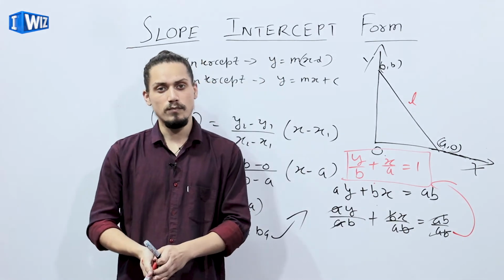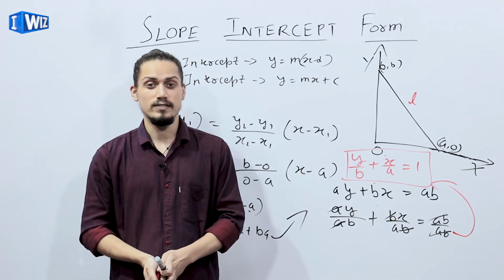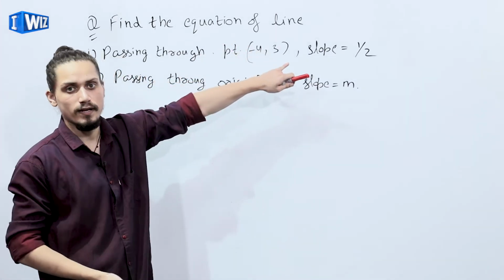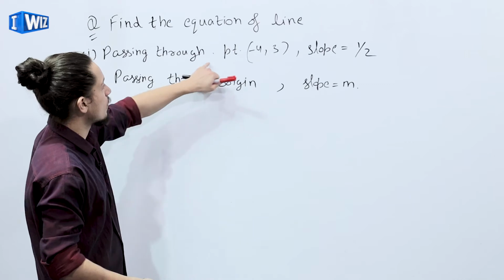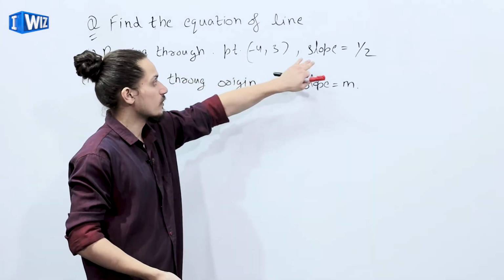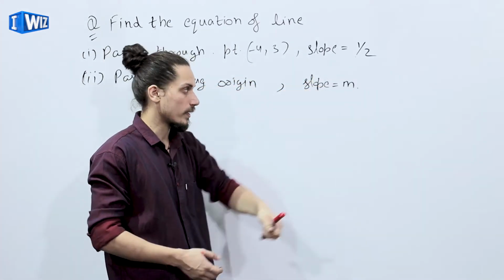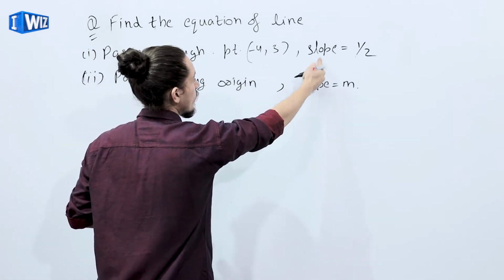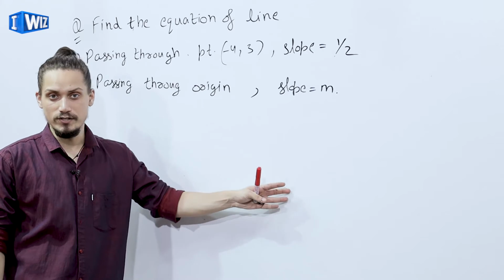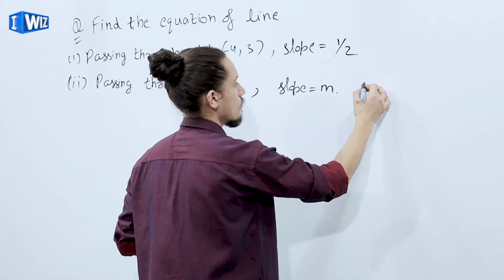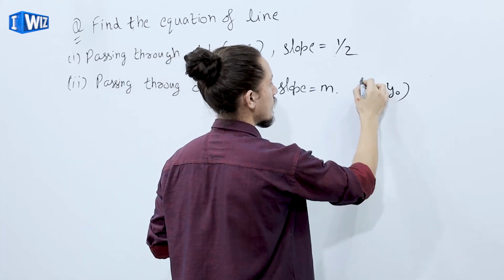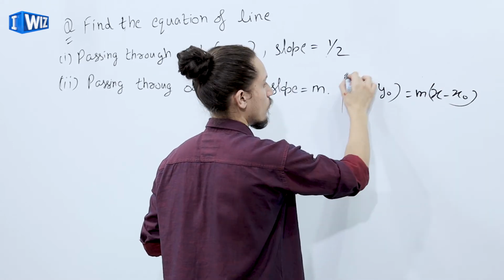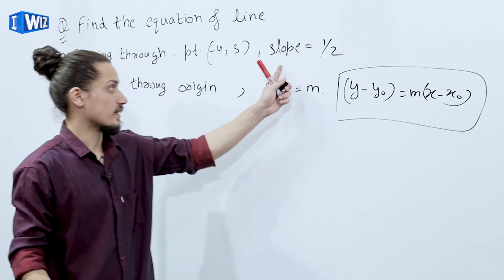Now we know different forms of equation of line. Now let's look at some examples. Now the first example is we have to find the equation of line when a line is passing through the point (minus 4, 3) with slope is equal to 1 upon 2. Okay, तो फर्स्ट पार्ट में हमारे पास एक पॉइंट दिया हुआ है और एक स्लोप दी हुई है. So we'll use point slope form. Point slope form is y minus y naught is equal to m times x minus x naught. This is the form we'll use in this example.